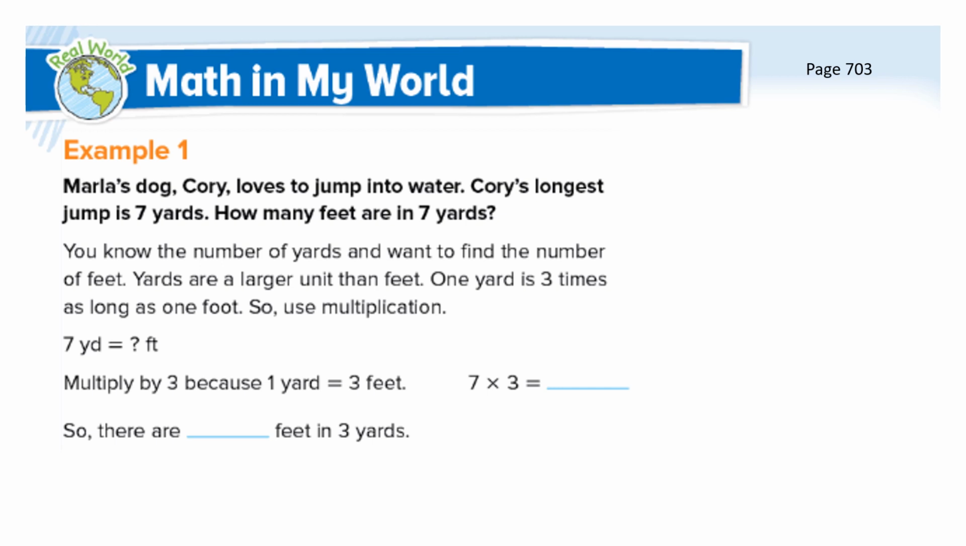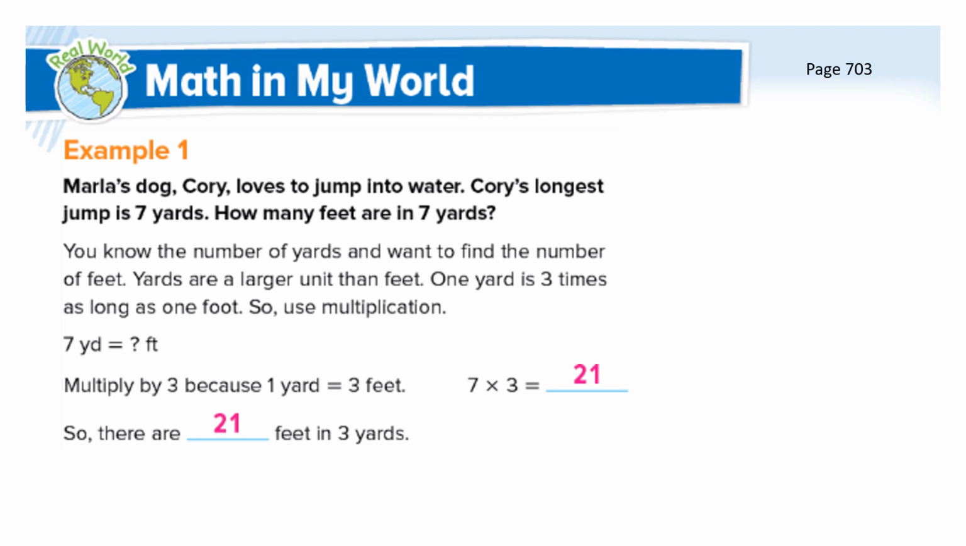Well, you know the number of yards and you want to find the number of feet. So yards are a larger unit than feet. 1 yard is 3 times as long as 1 foot. So there are 3 feet in a yard. So we have to multiply 7 yards times 3, and that we'll find out there's 21 feet in 7 yards.